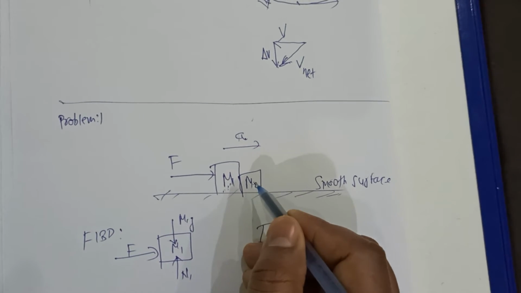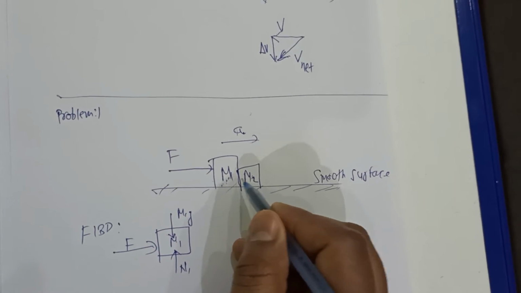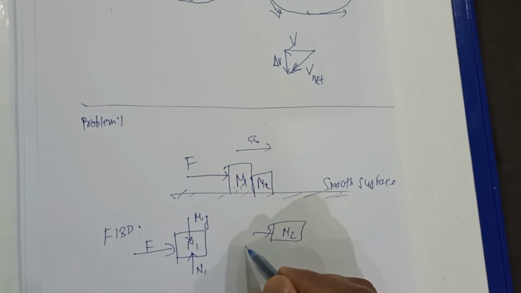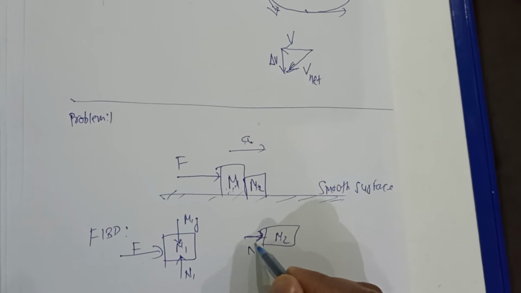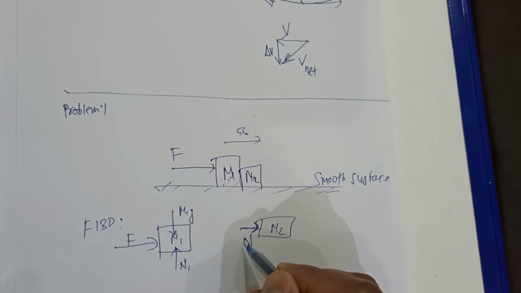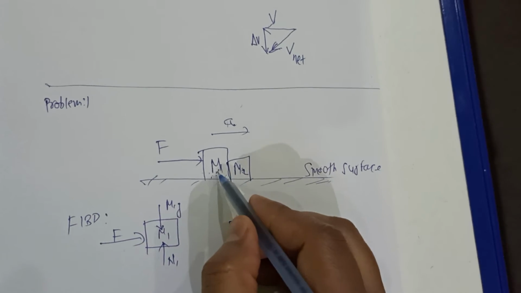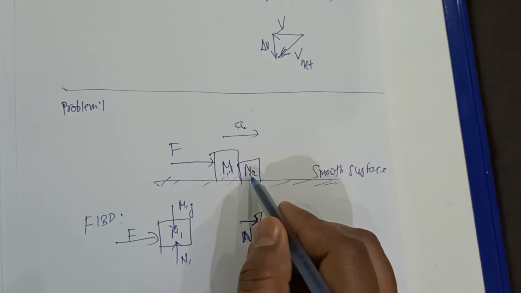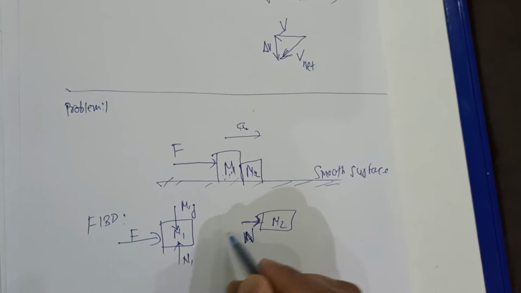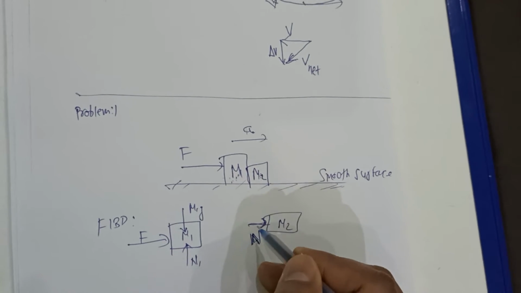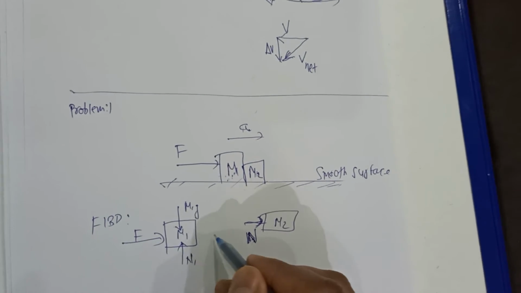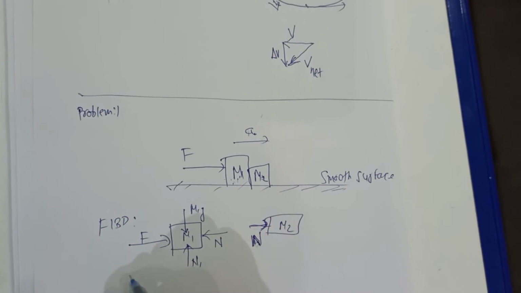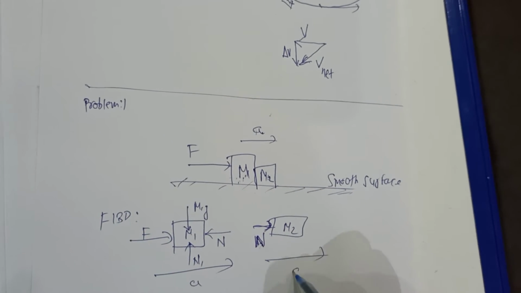And since this is pulling this mass m2, in return, according to third law, this m2 will also apply the same force. Suppose this m1 is pushing the m2 with the force N. Obviously this is the normal force because it is exerting along the perpendicular direction to the surface. So according to third law, the same force in the opposite direction will be acted upon here on the m1, and this whole system is moving with same acceleration A.